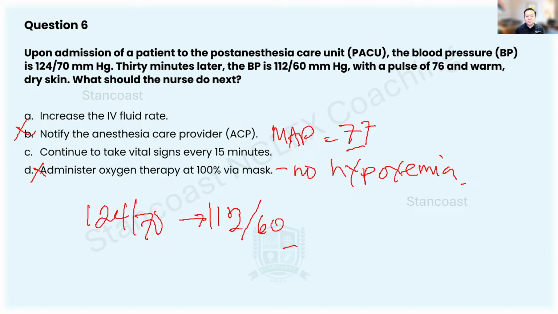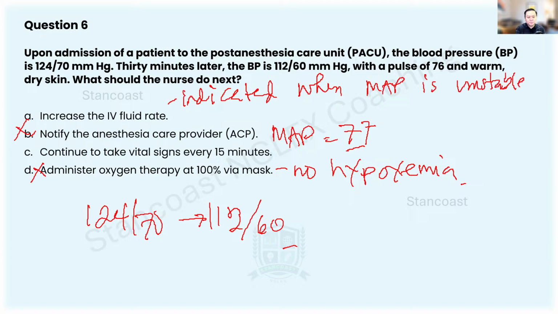Then why are we going to increase the IV fluid? There is no need this time, okay? There is no need to do that because we don't have a sign that there is already compromise in the perfusion. We're going to increase the fluid rate when there is instability in the patient's blood pressure. Indicated when MAP is unstable or when the BP is unstable.